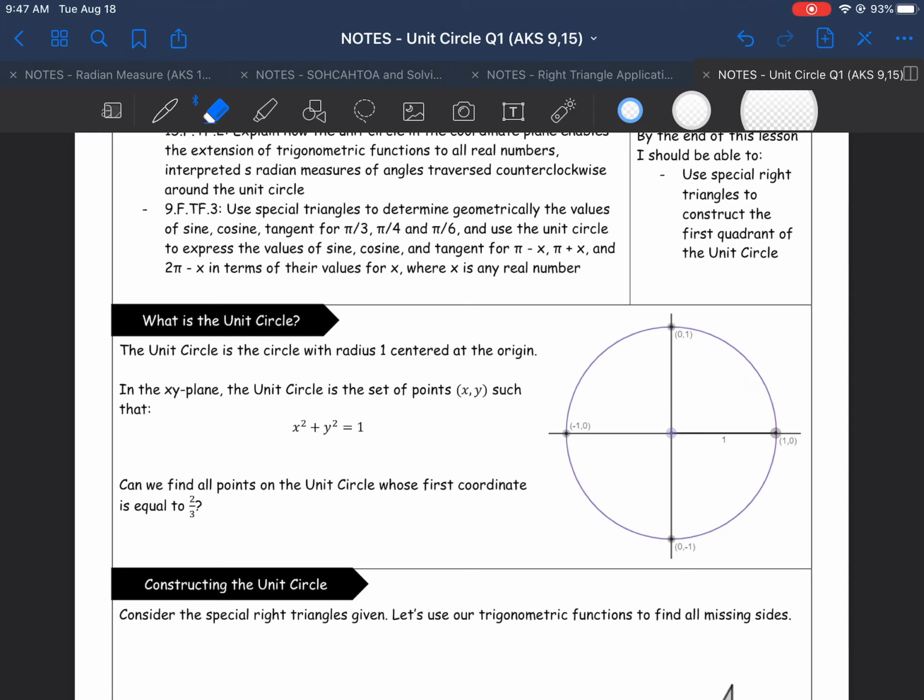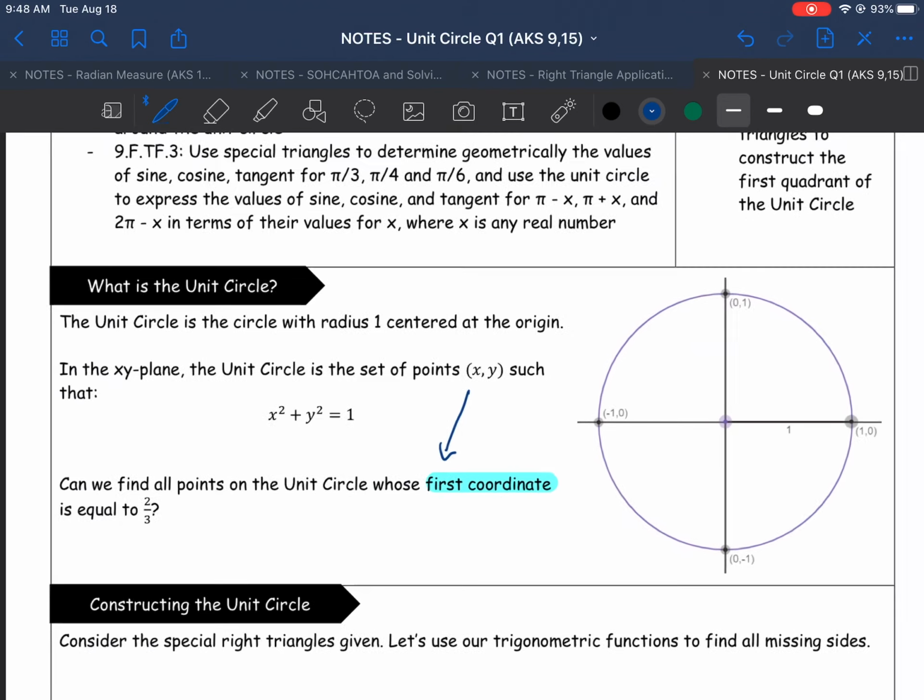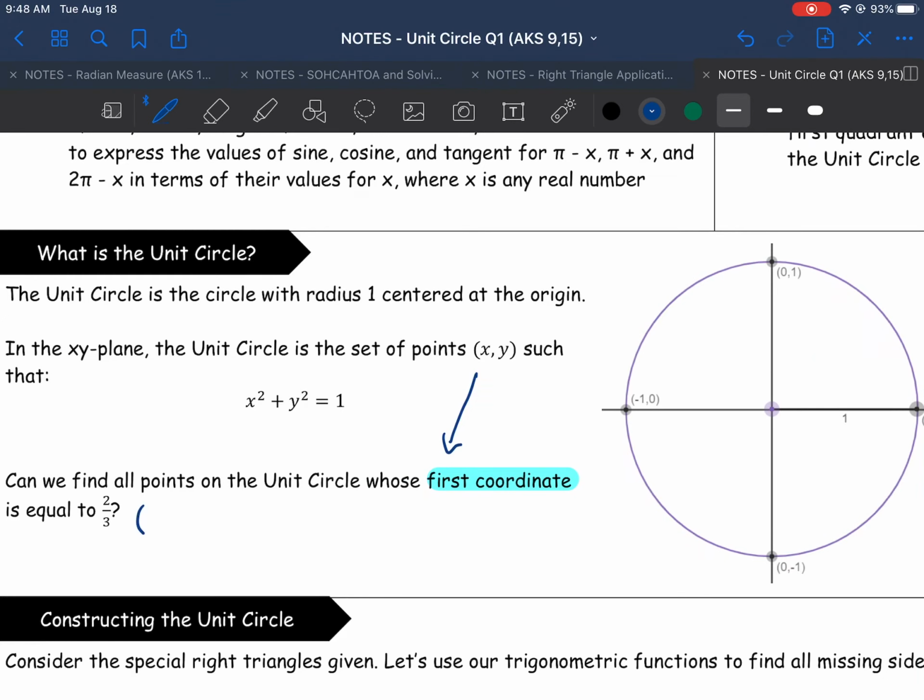So with this little bit of information about the unit circle, let's see if we can find all points on the unit circle whose first coordinate is equal to 2/3. Well, the first coordinate in an ordered pair is x. So we want to know what all points on the unit circle have an x coordinate equal to 2/3. Let's take that equation x squared plus y squared equals 1, and substitute x with 2/3. So we have (2/3) squared plus y squared equals 1.